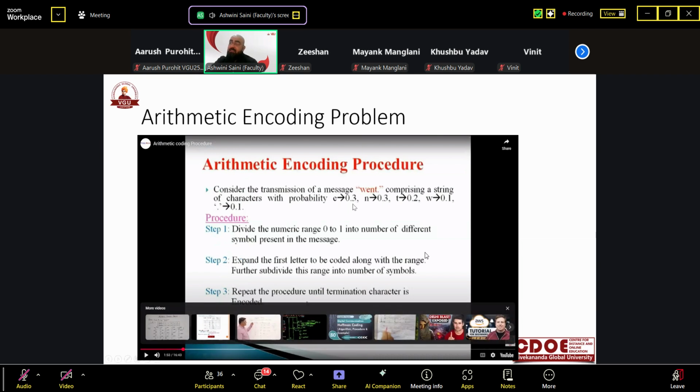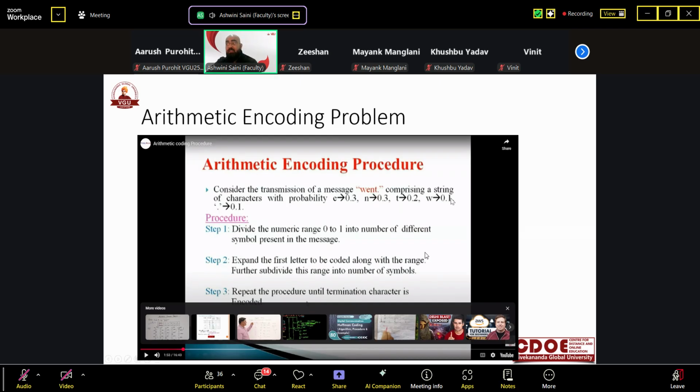Each probability is given. For E, we have a probability 0.3. For N, we have a probability 0.3. For T, we have a probability 0.2. For W, we have a probability 0.1. And for this dot symbol, we have a probability 0.1.